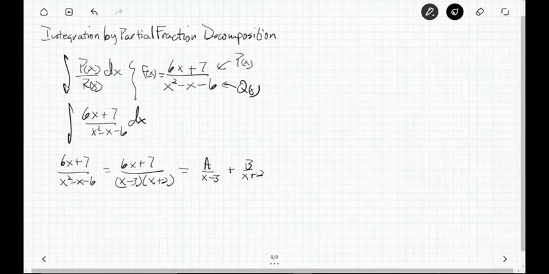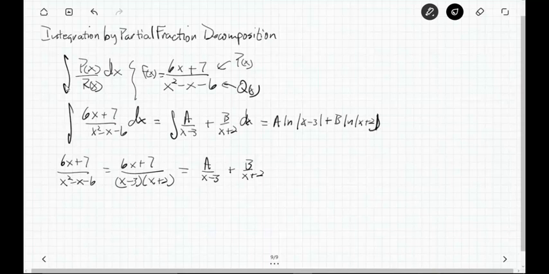And the reason we're doing that is, think about it. If I can rewrite this integral as some constant a over x minus 3 plus some constant b over x plus 2 dx, look at how easy this becomes. This simply becomes a times the natural log of the absolute value of x minus 3 plus b times the natural log of the absolute value of x plus 2. Whoops, end absolute value, not a parenthesis. So let's go through the process.